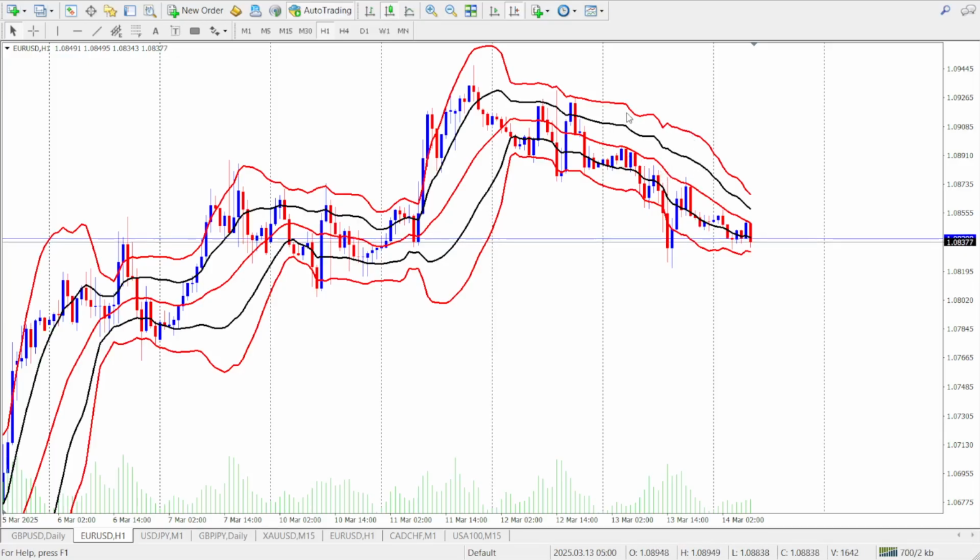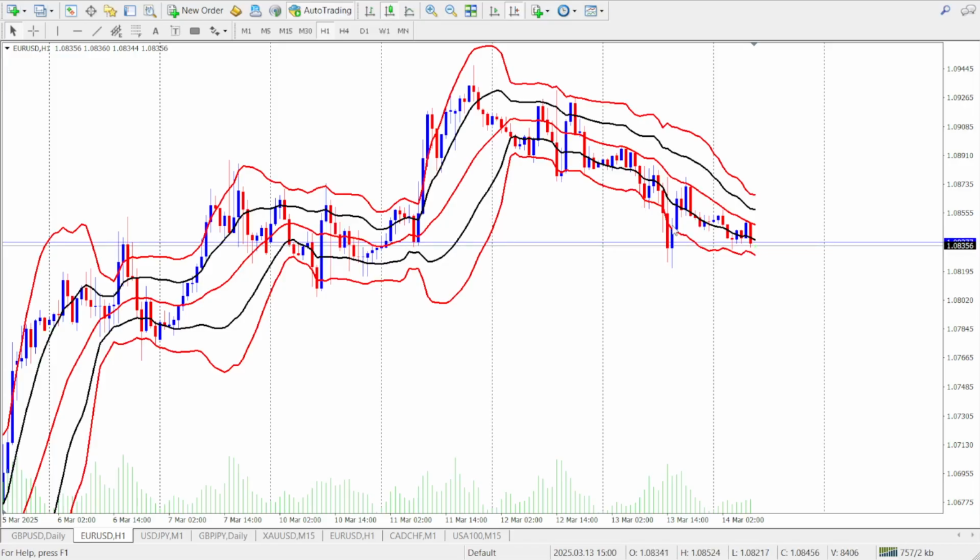So this is the strong bullish zone, this is the neutral bullish zone, this is the neutral bearish zone, and this is the strong bearish zone. So the strong bearish zone is when price stays below the lower 1 standard deviation band. When price stays below the 1 standard deviation band, it's representing a strong downtrend.